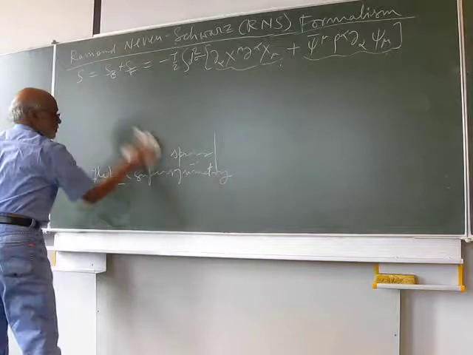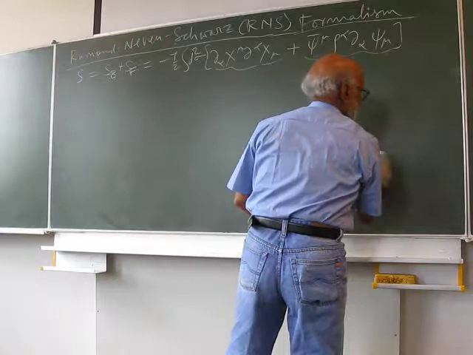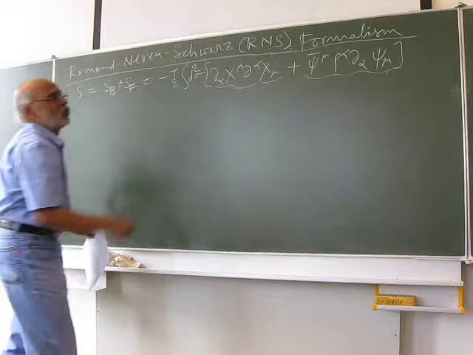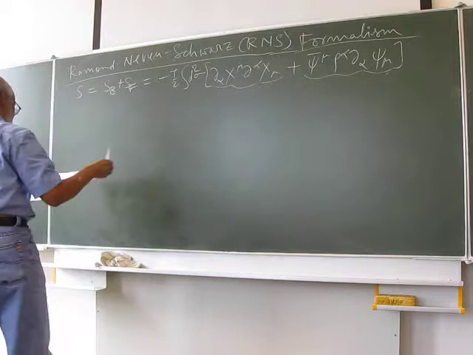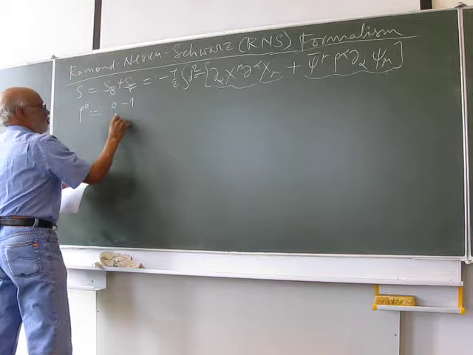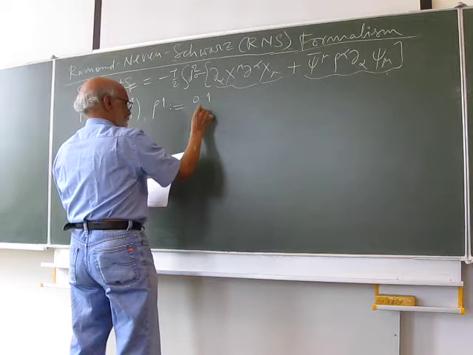Let me initially address this one a little bit more. So let me define, let me first introduce... well, in any case, let me first define rho 0 and rho 1. So rho 0 is the matrix 0, minus 1, 1, 0, and rho 1 I would define as 0, 1, 1, 0.